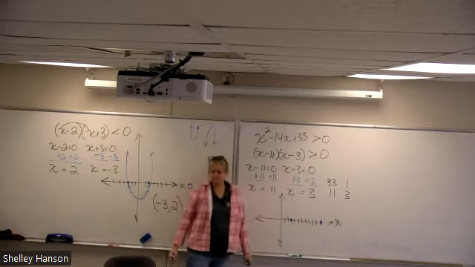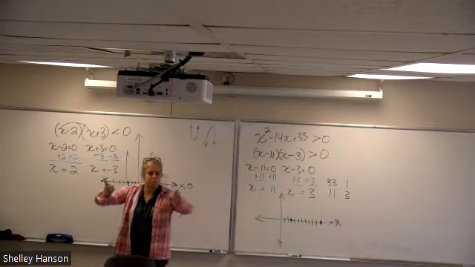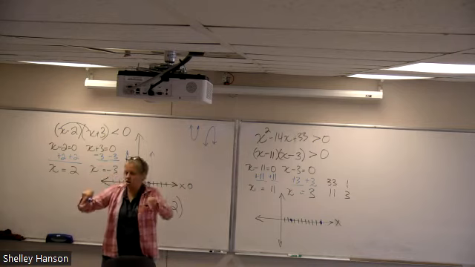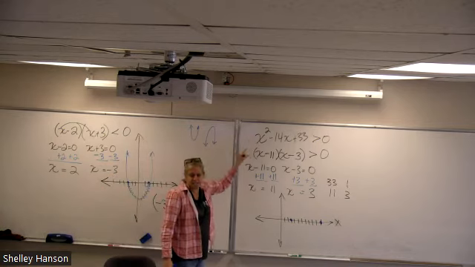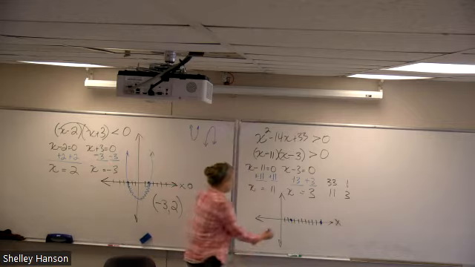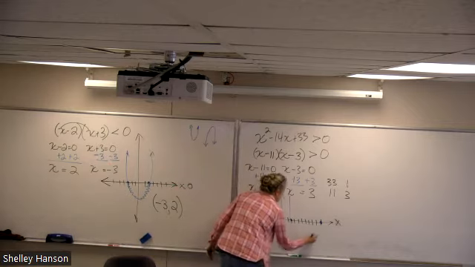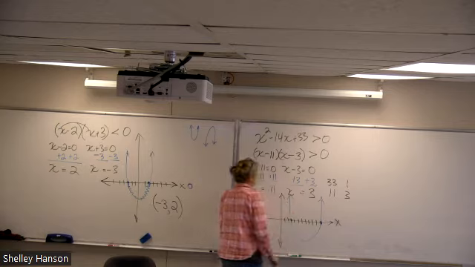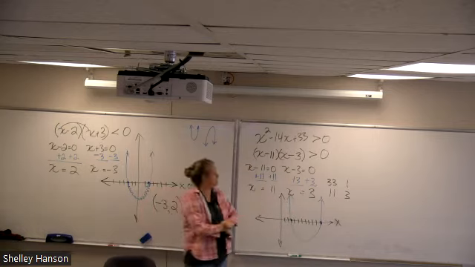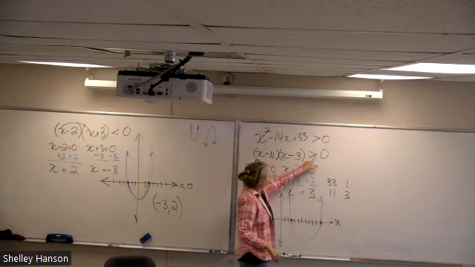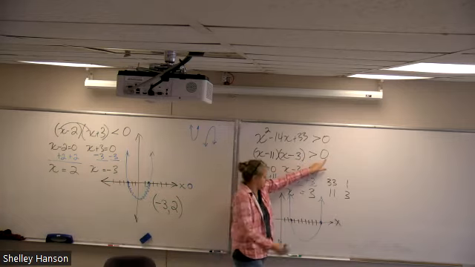And now I just need to know whether or not my parabola is regular or upside down. So I just need to see what the x squared is. Since it's positive, I'm going to have a regular parabola. But what does this one want to know?